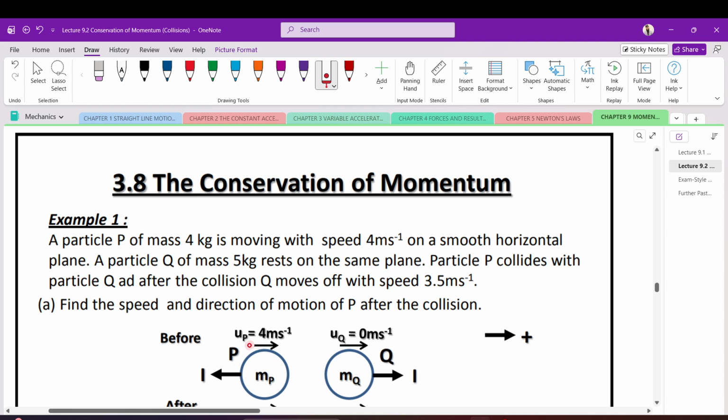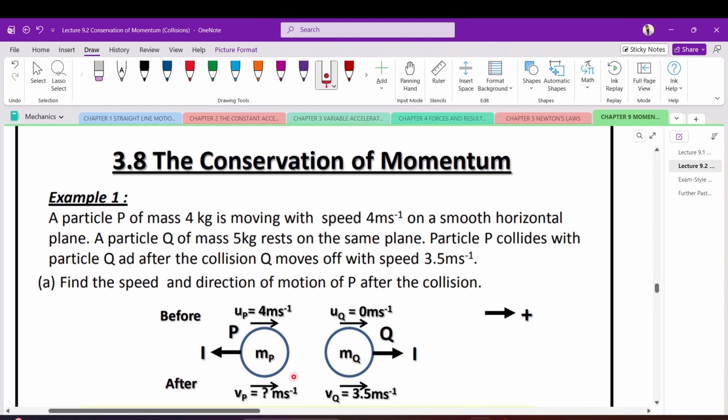Before the collision, P is moving towards Q, which is at rest, and the velocity of P is 4 meters per second. After the collision, the final velocity of P is what we need to find, and the final velocity of Q is 3.5 meters per second. We have taken the right hand side to be our positive direction.